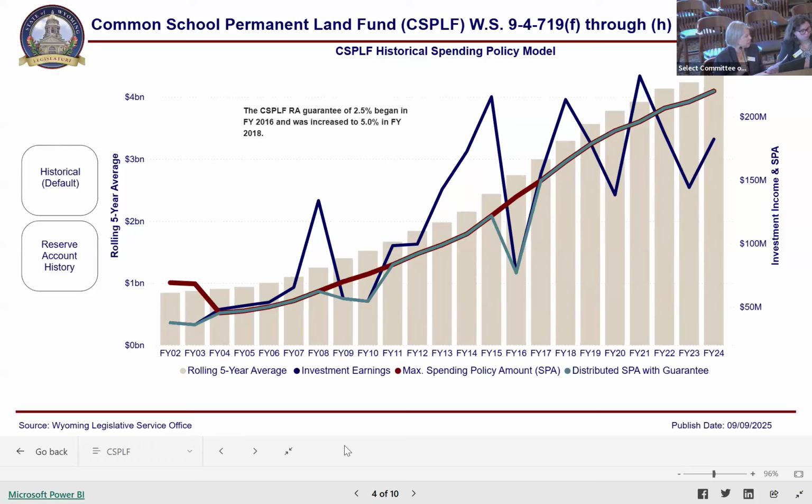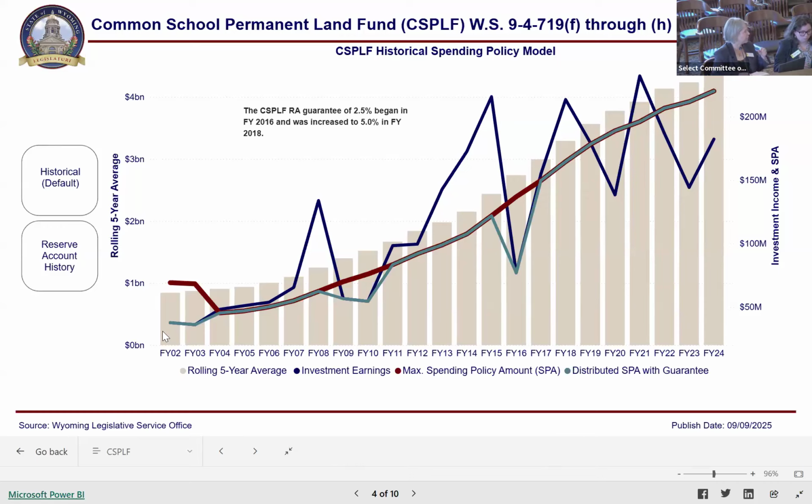And the guarantee on this fund started, I'm having a little bit of trouble reading that, I guess. There's a note up there that tells you when it was started, and it started out as 2.5% in 2016 and then went to the full 5% in 2018.